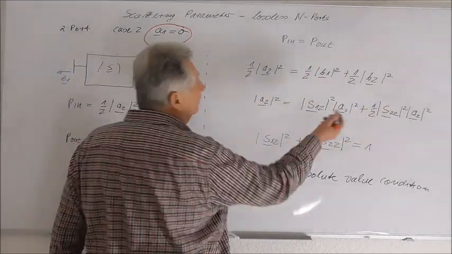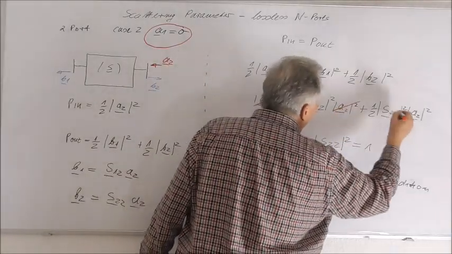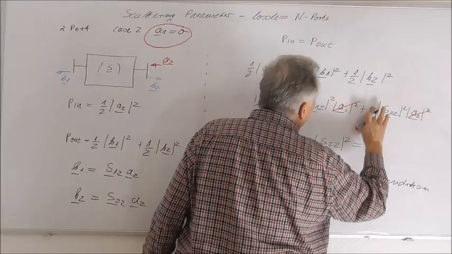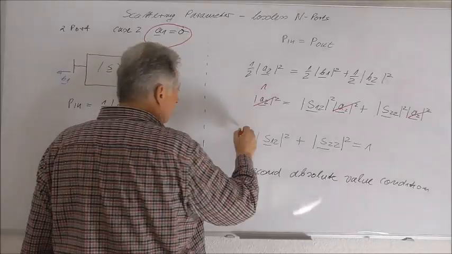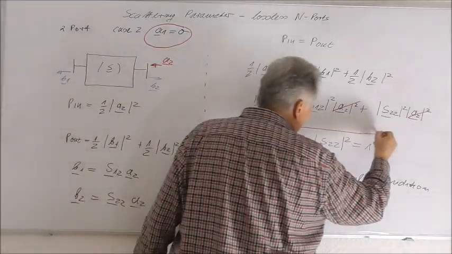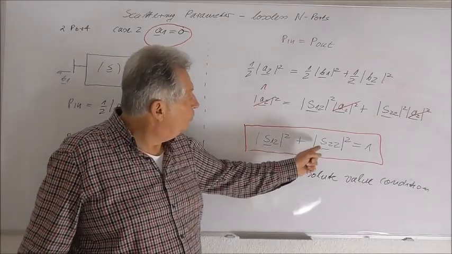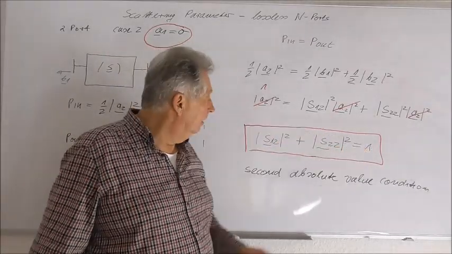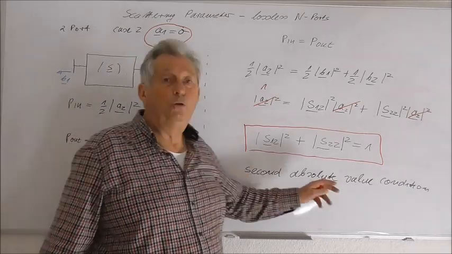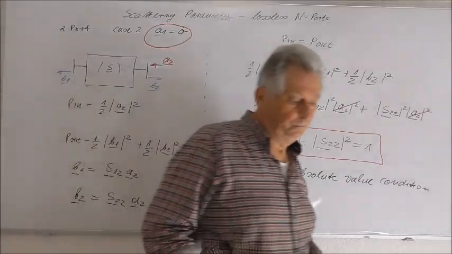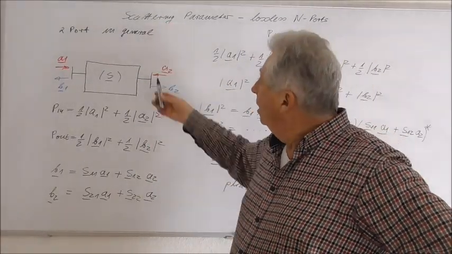And again, we see here that A1 appears in all the equations, and we can say, oh, this is wrong, of course, and here we have a 1. So we end up with the condition that |S12| squared plus |S22| squared must be equal to 1, and I call this the second absolute value condition.